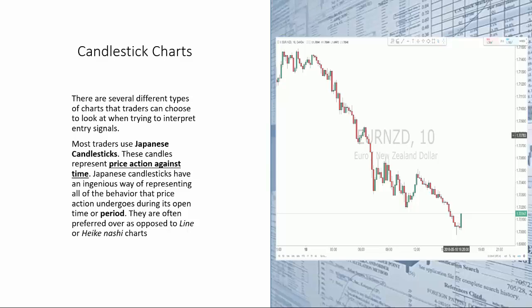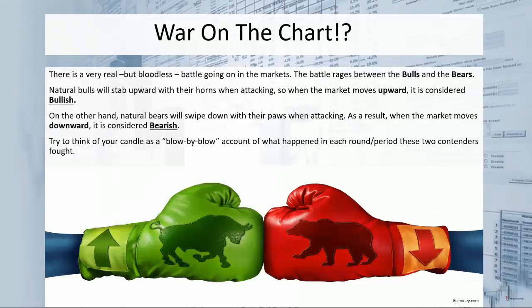If I were to compare this to a boxing match, it would be a round, right? You're determining how long those two contenders are going to battle against each other. And that's realistically what's going on here in these markets. So Japanese candlestick formations effectively show us very accurately what happened throughout the course of an open period. There's a very real battle going on in these charts.